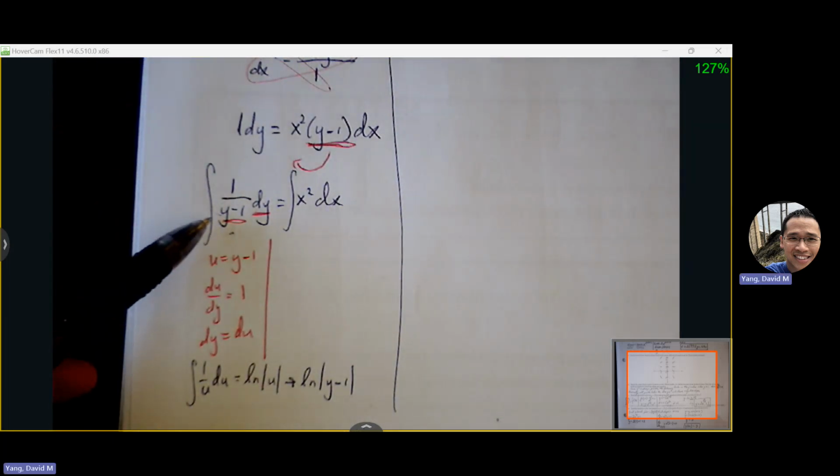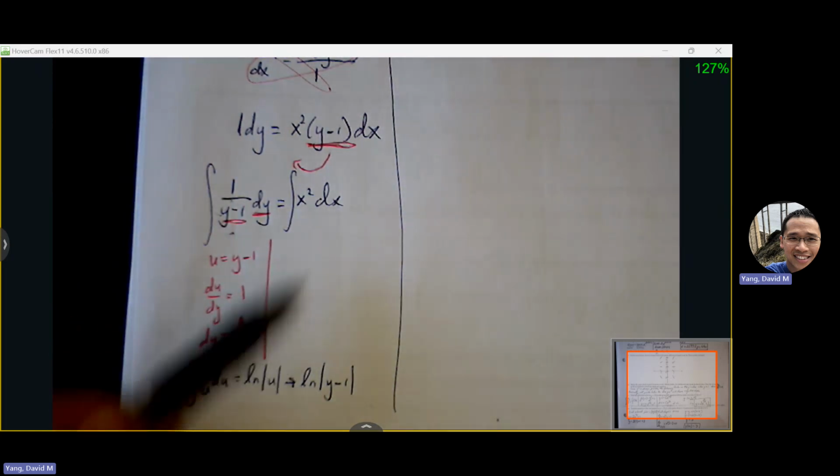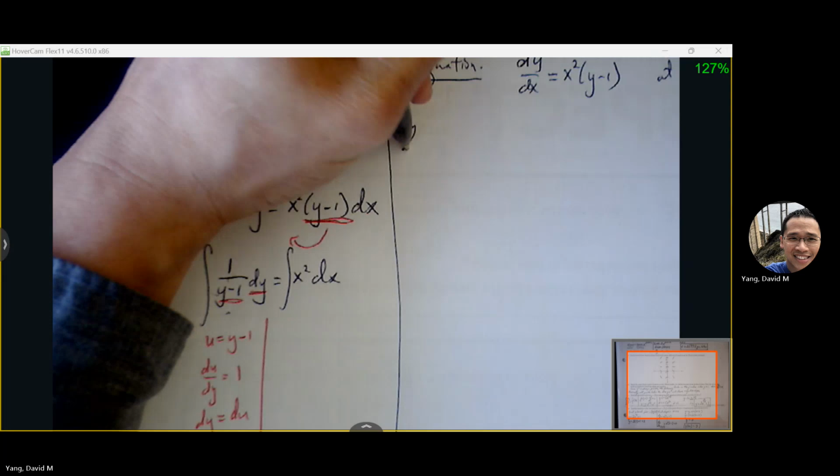So our u value is y - 1, derivative is just du. It cleans up all the way to 1 over u du. And we know that 1 over u to the first power is natural log. So we go through our natural log process and then bring back our original variable y. So the left side is done and the right side is just x cubed over 3. So let me reset.